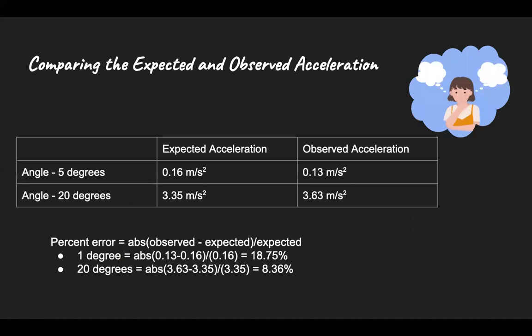Here we have a comparison of the expected and observed accelerations. Of course, we use the observed acceleration, which was 0.13 meters per second squared and 3.63 meters per second squared, which were the numerical values that we just received, and the expected acceleration, which was 0.16 meters per second squared and 3.35 meters per second squared.